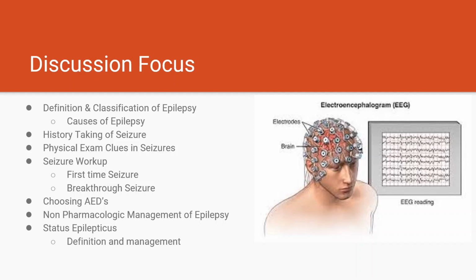We're also not going to really be touching on the magical squiggles of EEG, even though they are pretty cool. What we are going to be doing, though, is working to define and classify epilepsy, discuss important things in the history taking and exam of seizures, discuss seizure workup and treatment, and then finally spend a couple slides talking about status epilepticus, at least enough so that you're comfortable managing until backup arrives.